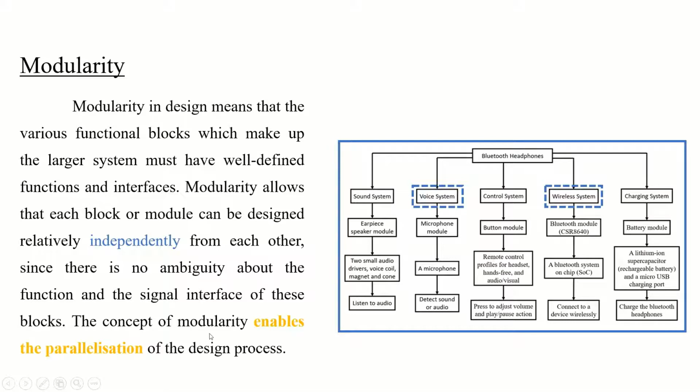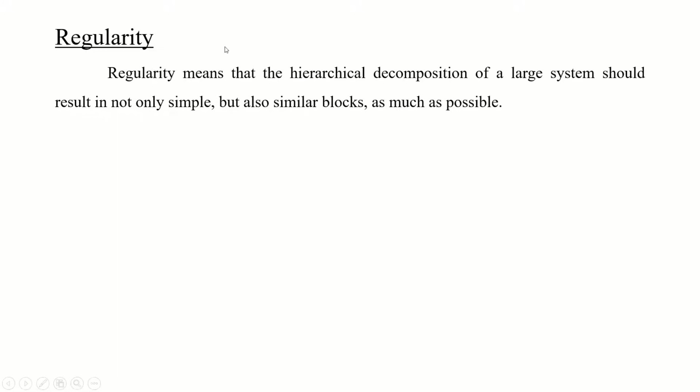The concept of modularity enables the parallelization of the design process. When we refer to the orange dotted line, we can see the parallel design process. They are having no influence among each other and they work on their own part only. Regularity means that the hierarchical decomposition of a large system should result in not only simple but also similar blocks as much as possible.